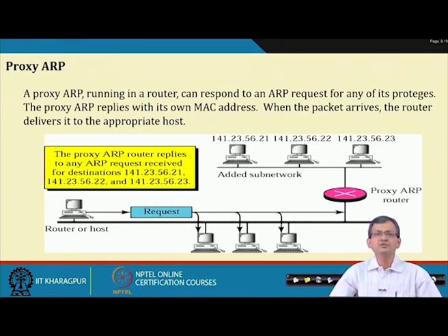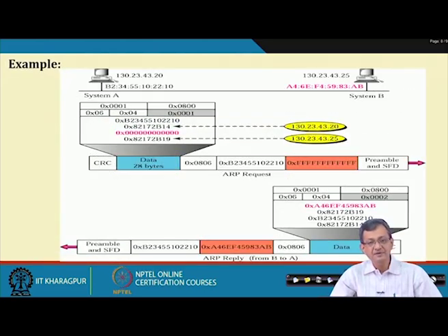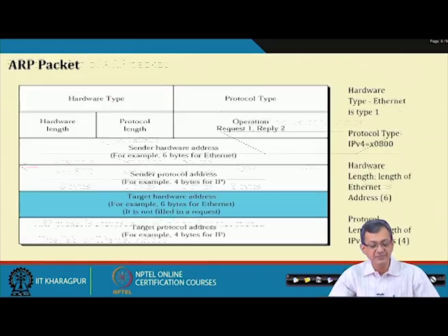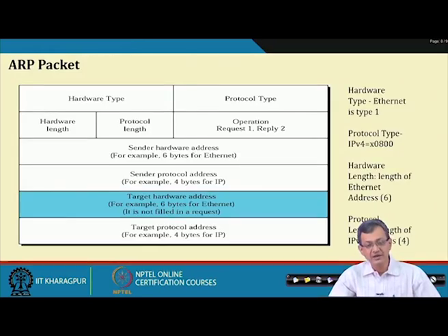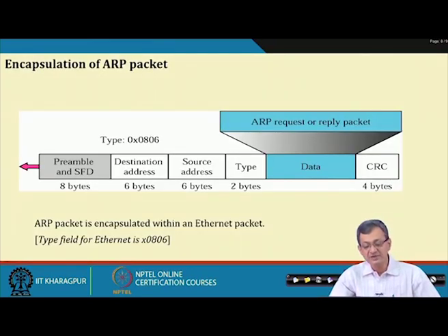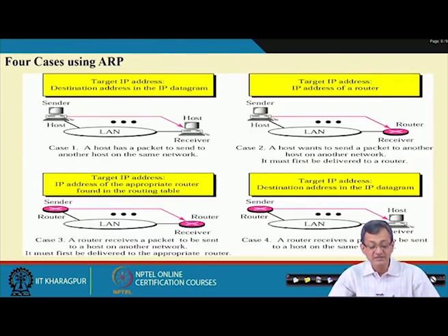There is a concept called proxy ARP. This part is clear, right? Before going to proxy ARP, let me just repeat it. This was my protocol packet. Once it is filled up, it becomes the payload of the Ethernet frame; we are considering Ethernet. Then there can be four cases: host to host, host to router, router to host, and router to router. This can be in the same network or a different network.